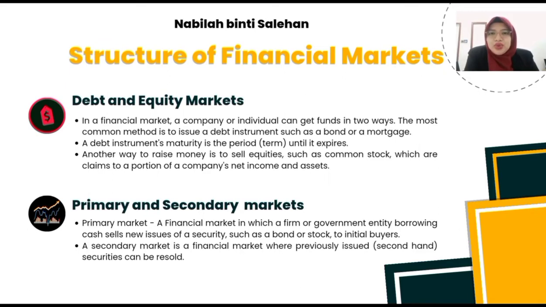Firstly is debt and equity markets. There are 2 ways in which a firm or individual can raise funds in the financial markets. The most common method used is to issue a debt instrument such as a bond or mortgage. The maturity period is the date on which the debt instrument expires. The maturity period of the debt instrument is divided into 3: short term if it matures in less than 1 year, long term if it matures in more than 10 years, and intermediate term if it matures between 1 to 10 years.